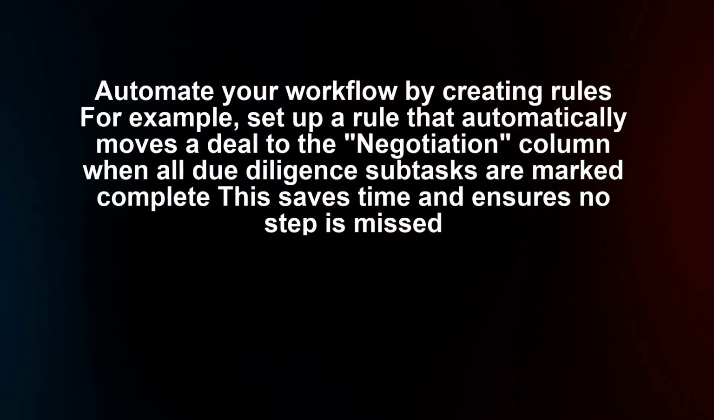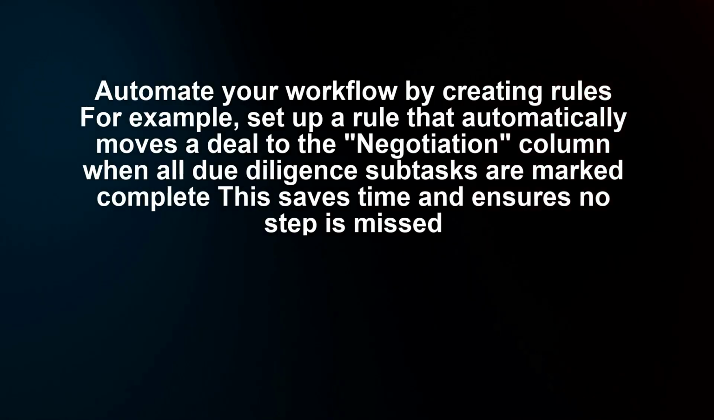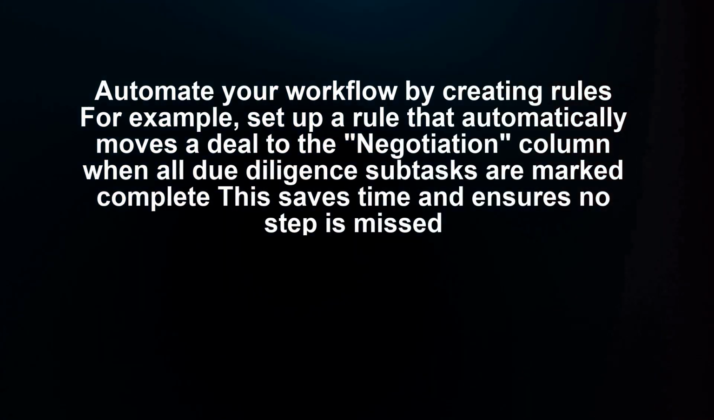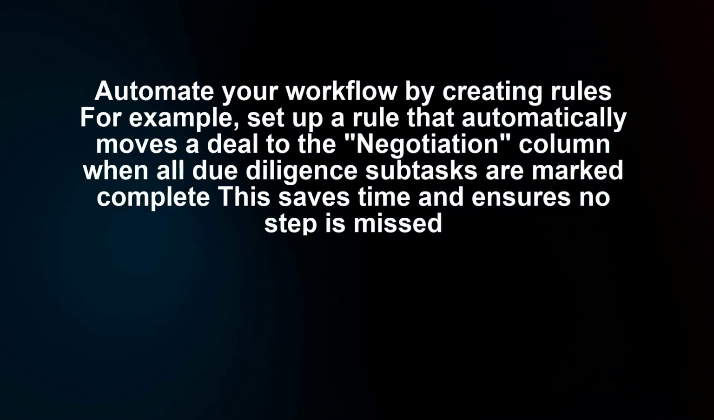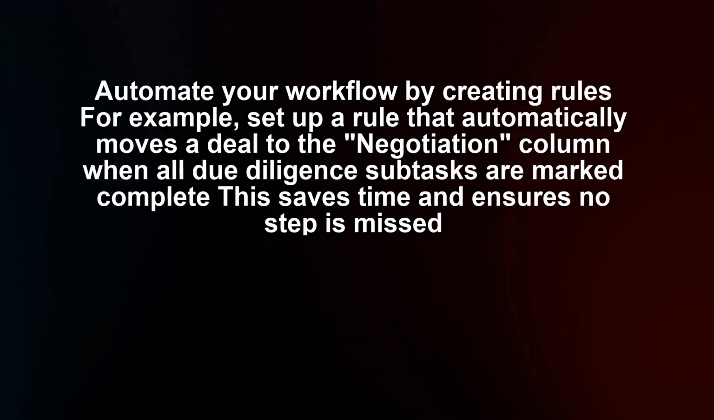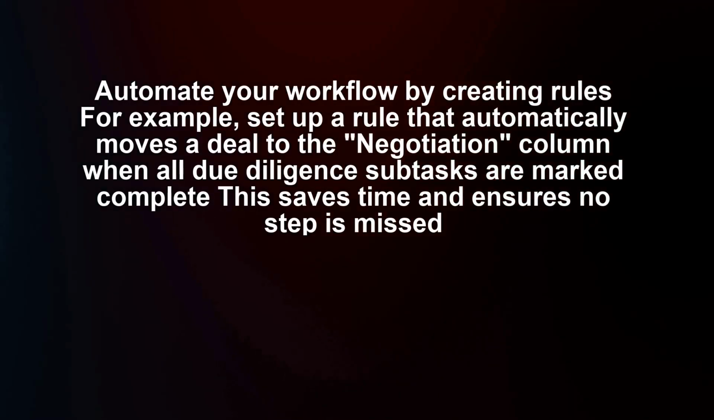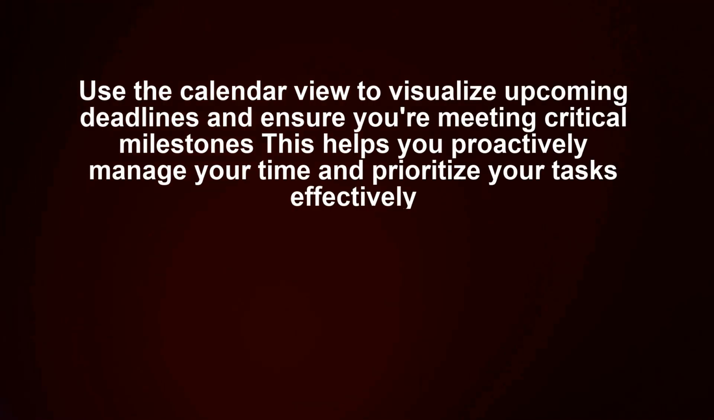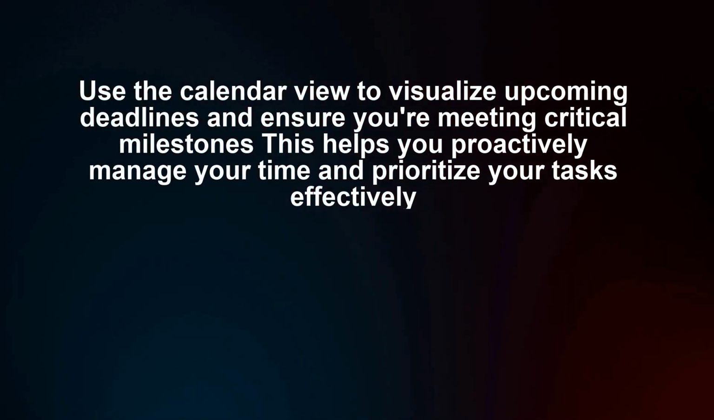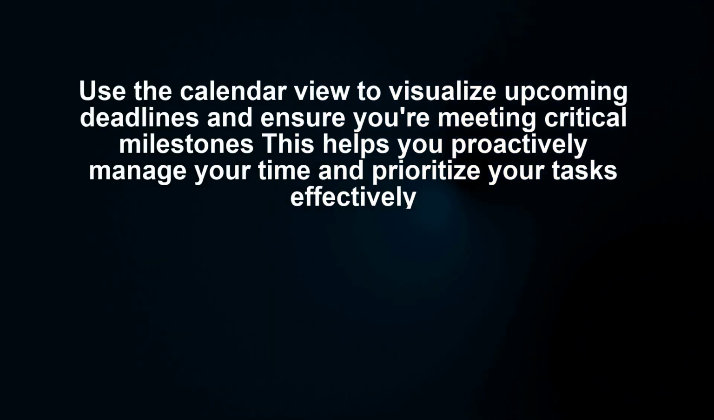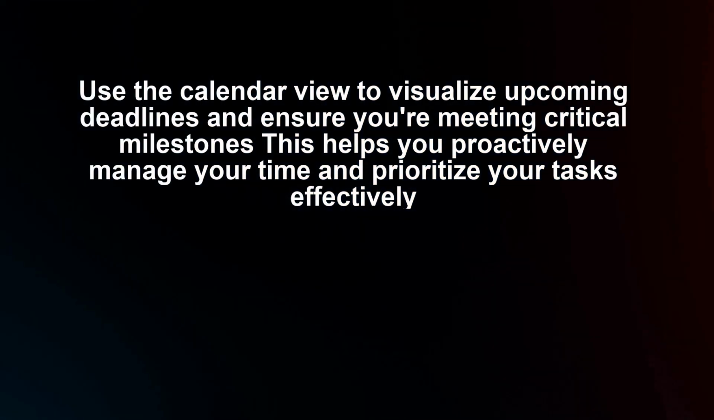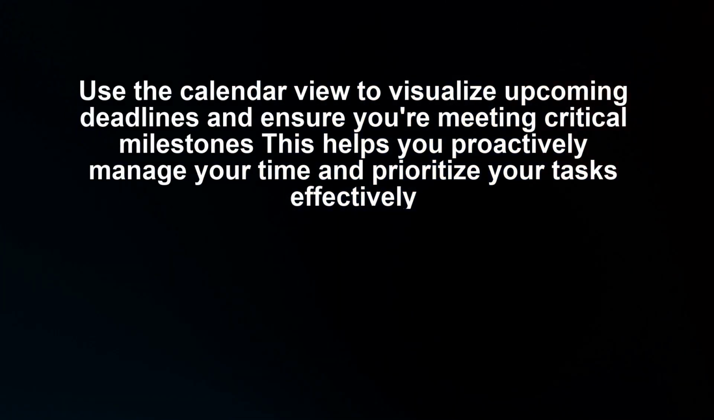Automate your workflow by creating rules. For example, set up a rule that automatically moves a deal to the negotiation column when all due diligence subtasks are marked complete. This saves time and ensures no step is missed. Use the calendar view to visualize upcoming deadlines and ensure you're meeting critical milestones. This helps you proactively manage your time and prioritize your tasks effectively.